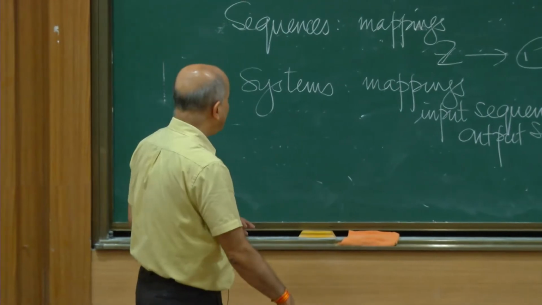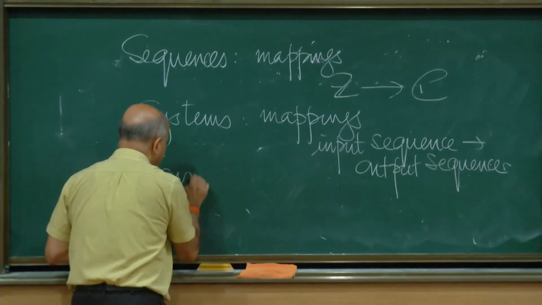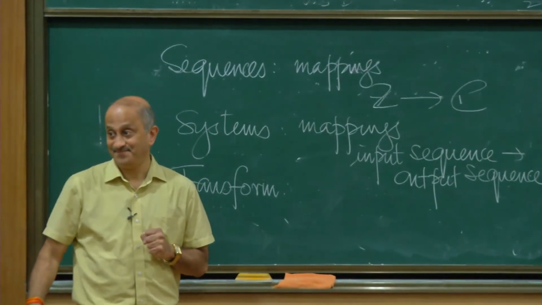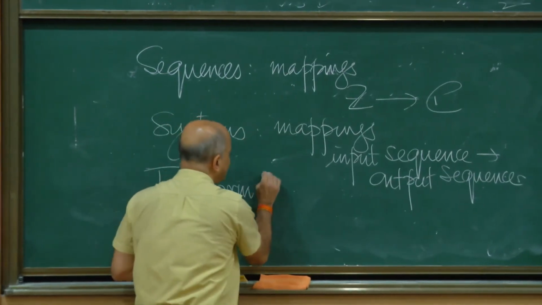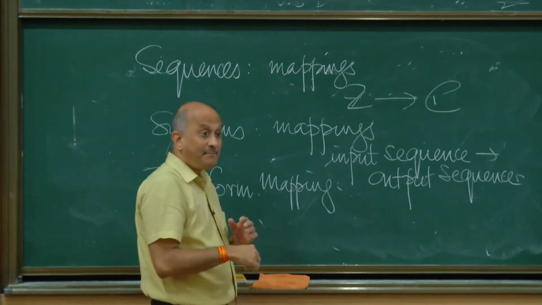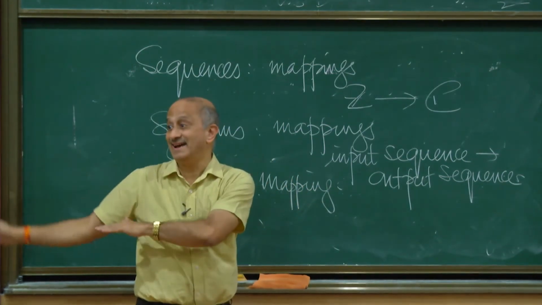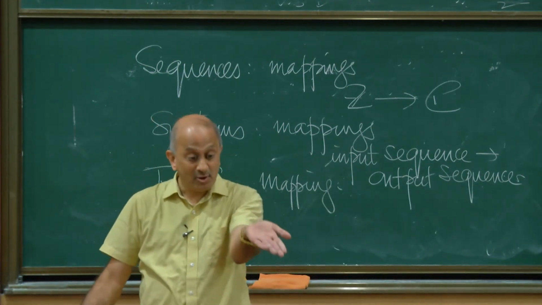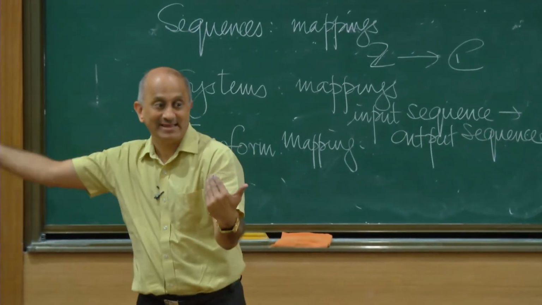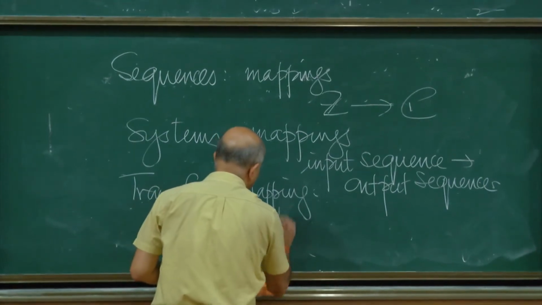Now we come to one layer higher. So what is a transform? A transform is a mapping again, but now this is one layer higher. It's a mapping from one domain or one paradigm to another paradigm. So it carries the sequences and the systems from one domain or paradigm to another paradigm.